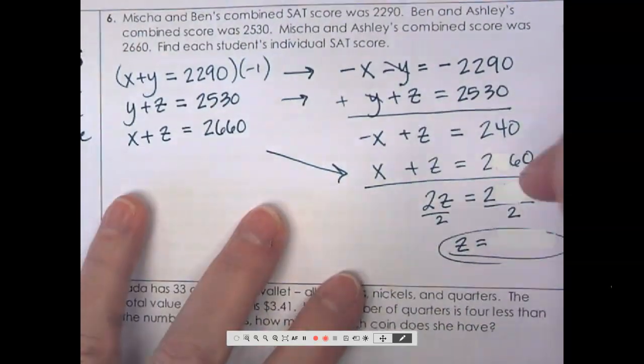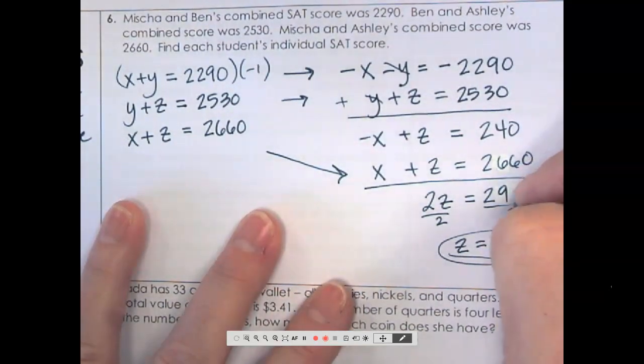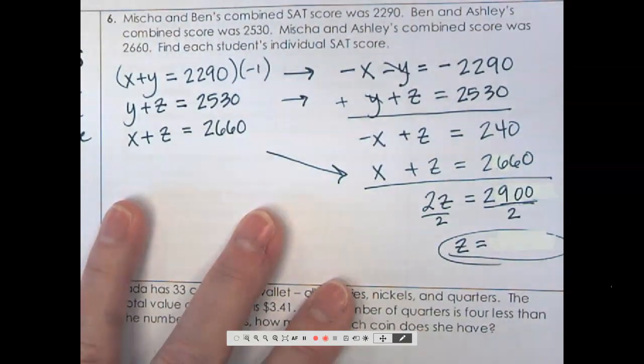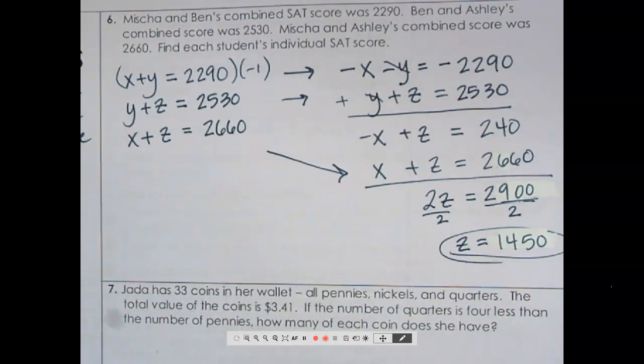Okay, let's fix that. 2660 plus 240. I don't trust myself now. 2900. Her score just got better. 1450. I would take that, wouldn't y'all? Is that good? Yeah. 1600 is the highest.